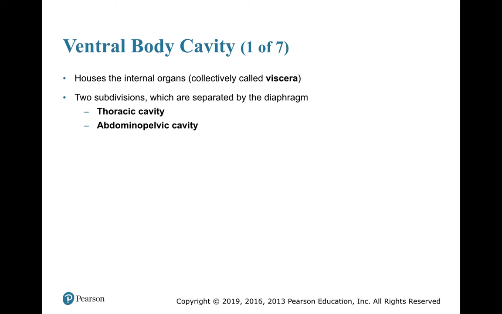shown there. The ventral cavity is going to house our internal organs, collectively referred to as the viscera. We'll often call it viscera. It's divided into two subdivisions that are separated by the diaphragm. So this is a physical division between thoracic and abdominal pelvic, that being the diaphragm.